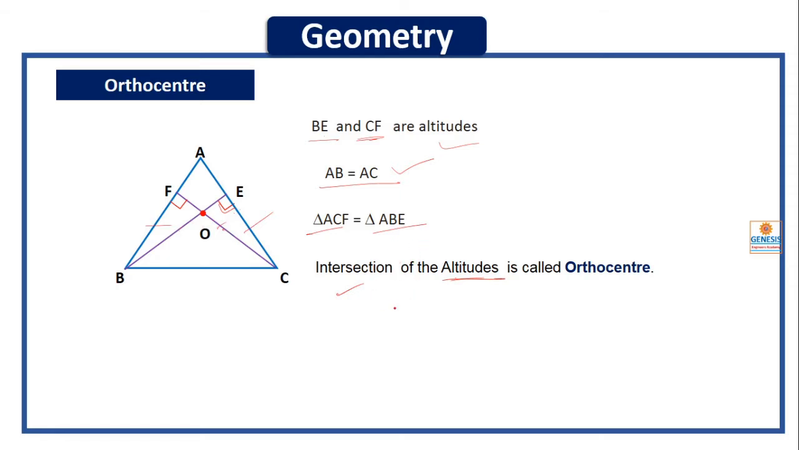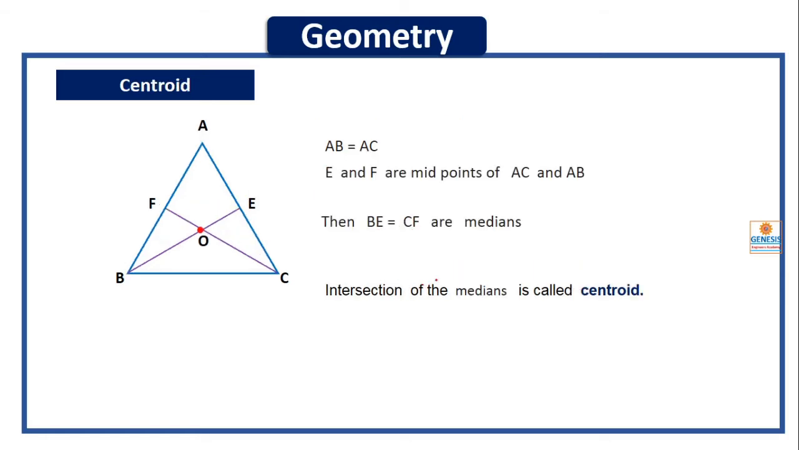Okay, what is orthocentre? Intersection of altitudes. Next one is centroid. Centroid is the intersection of medians. How do you draw a median? If you start a line from point B, the opposite side's center point is the midpoint of AC, and this is the midpoint of AB. If you draw a line joining the midpoint of the opposite side and the vertex, then the intersection of medians we call a centroid.